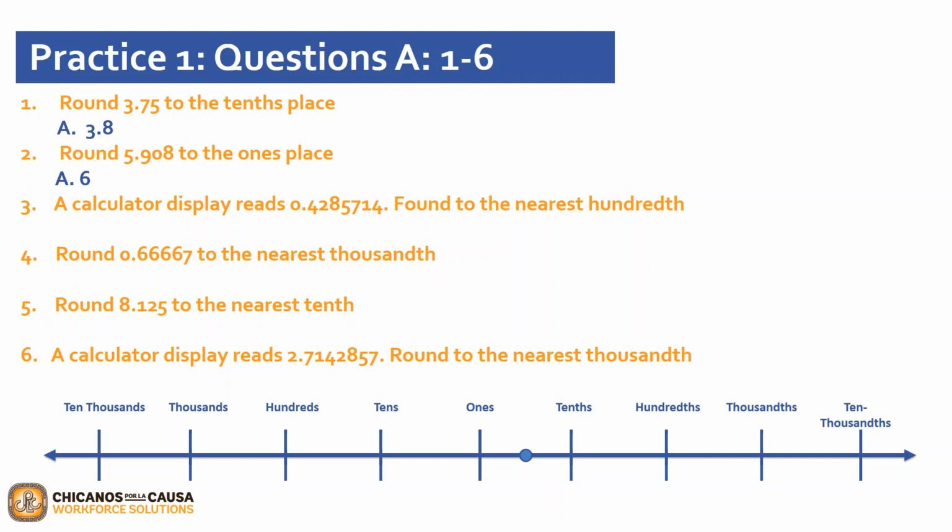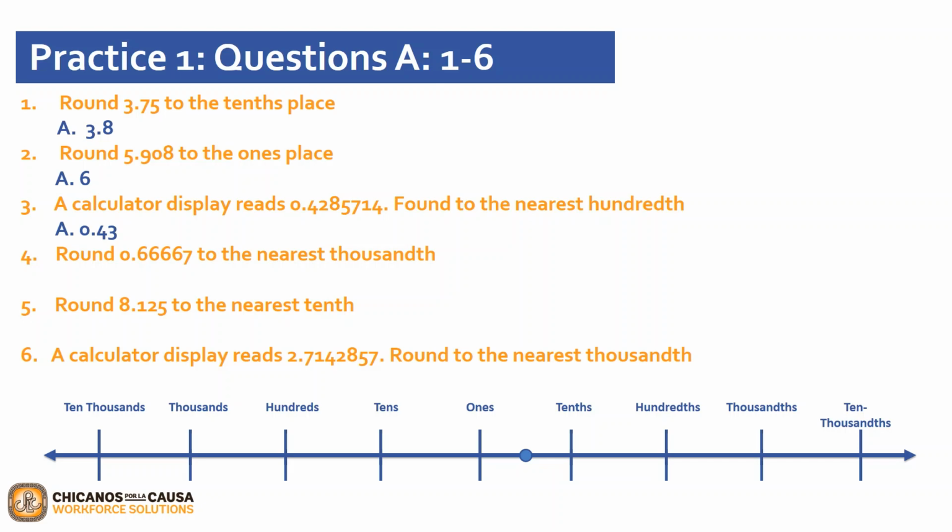The digit that is currently in the hundredths place is actually 2. The number to the right of that is 8. This indicates to us that we need to round up. Therefore, this gives us a final answer of 0.43.